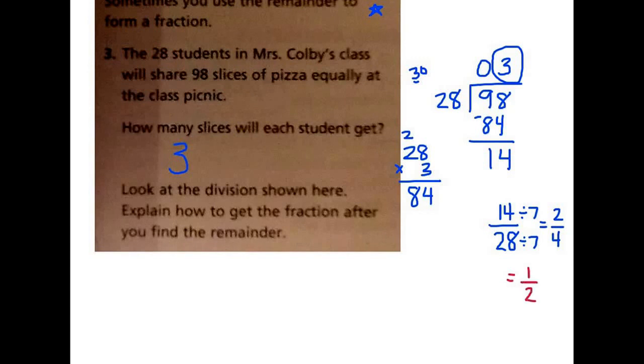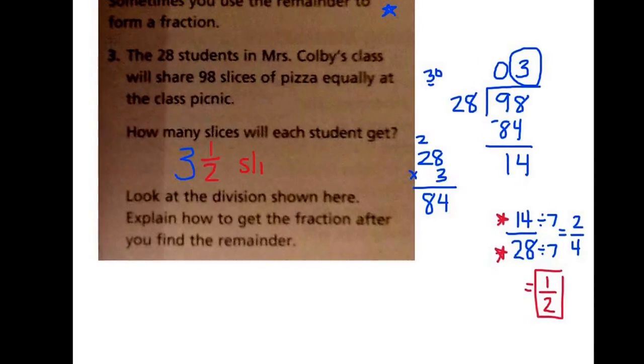You might have noticed, too, that 14 is half of 28. So we simplify the fraction to 1/2. Now, that makes a lot more sense. If I told a student you get 3.5 slices of pizza, that's a lot more informative to a student than remainder something. So in this case, we took our remainder, 14, put it over our divisor, 28, and simplified to get a fraction, 1/2. So I would tell that each student could have 3.5 slices.